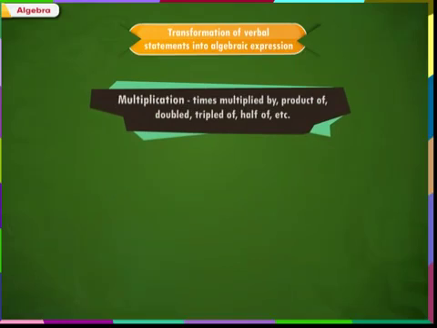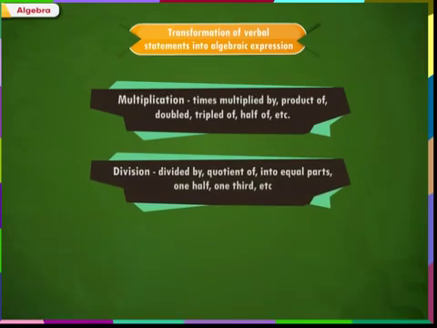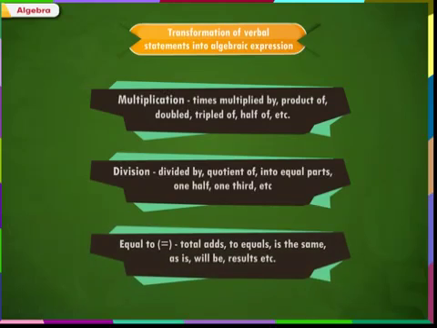The vocabulary used to signify multiplication are times, multiplied by, product of, doubled, tripled, of, half of, etc. The vocabulary used to signify division are divided by, quotient of, into equal parts, 1/2, 1/3, etc. The vocabulary used to signify equal to are total, adds to, equals, is the same as, is, will be, results, etc. Let us see some of the other examples where a verbal statement is converted into an algebraic expression.